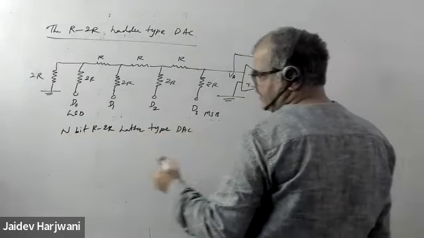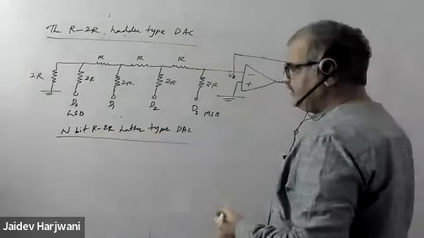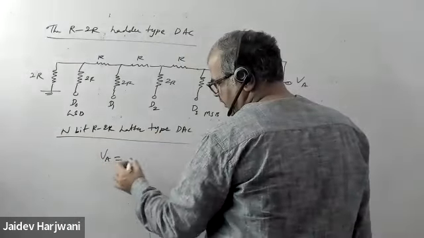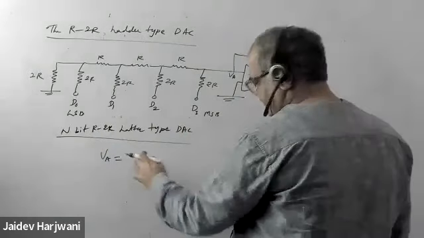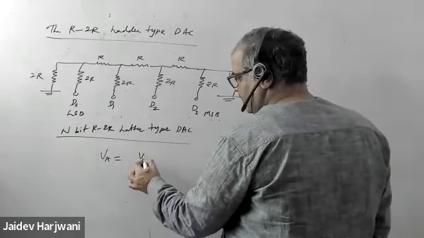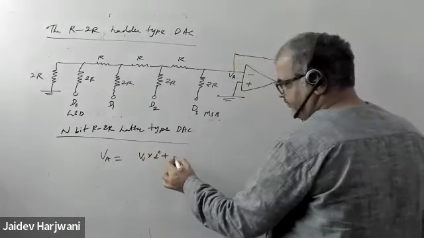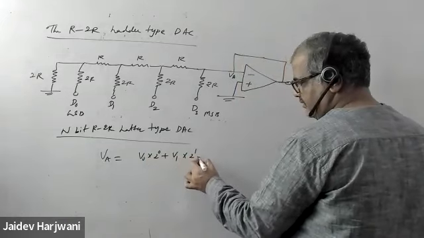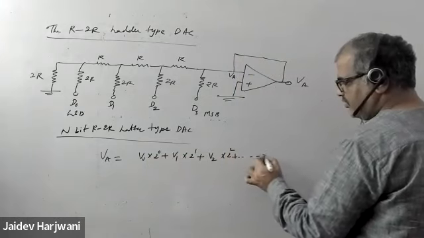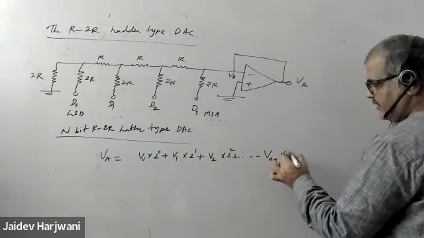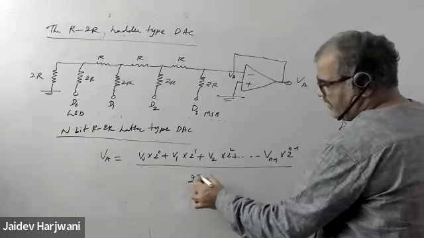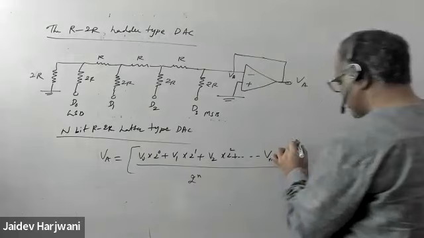D2A converter, if it is given in the question that it is this type of converter, then the analog output VA corresponding to any bit can be written as V0 into 2 power 0, plus V1 into 2 power 1 plus V2 into 2 power 2 and so on, up to V(n minus 1) into 2 power (n minus 1), upon 2 power n. So this is the formula.